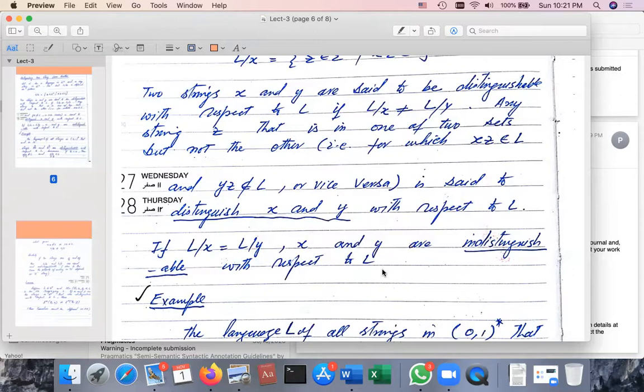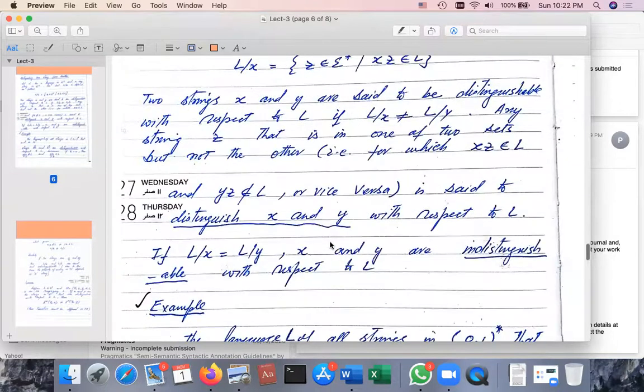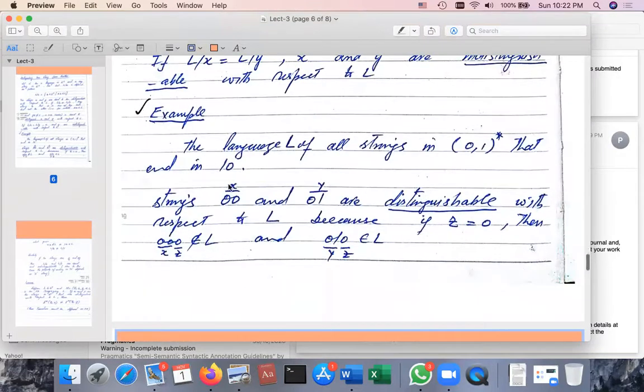So this is a very easy definition to understand. So now we will prove this theoretical stuff with a practical example.